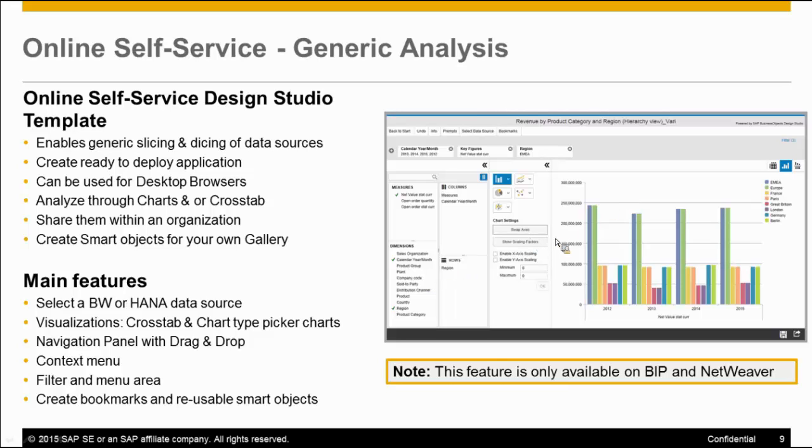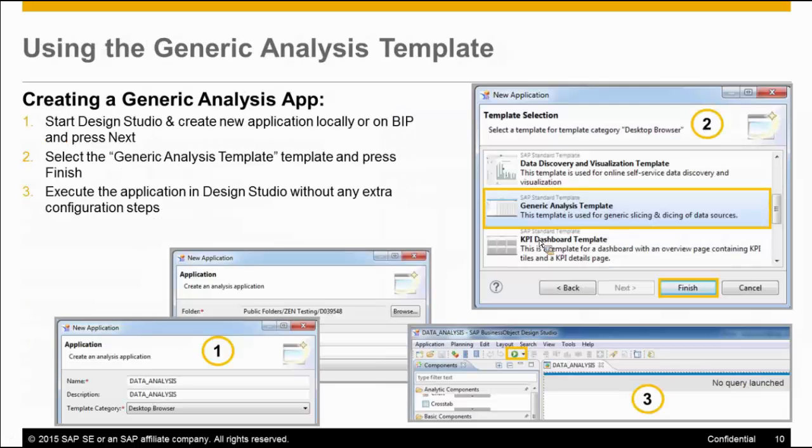And as I already mentioned, there is an option for you to bookmark the application, or just bookmark a part of the application using smart objects, which are also called portable fragments. So this is how you get started with the generic analysis template.